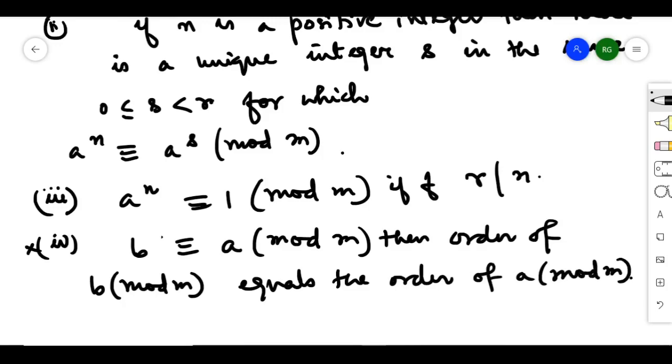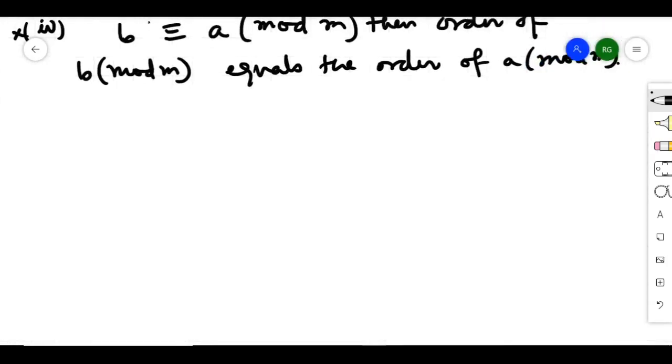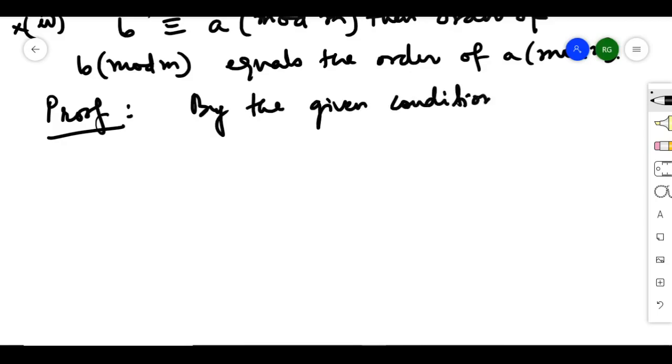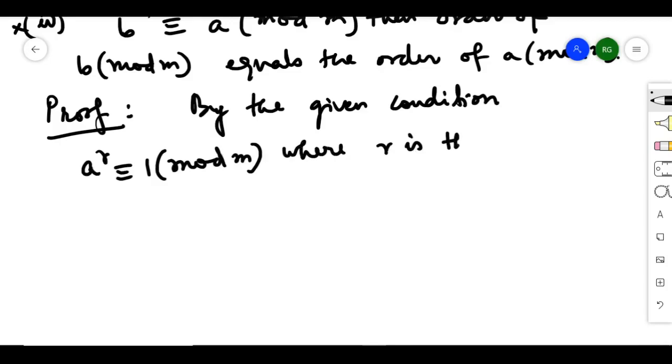Now let us prove these results, which are simple. By the condition, as it is told that r is the order of a, r is the least positive integer for which a to the power r is congruent to 1 mod m, where r is the least positive integer satisfying the congruence.